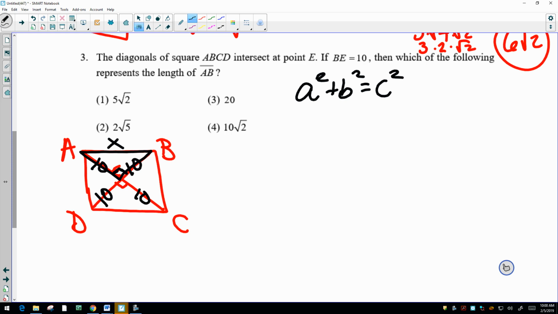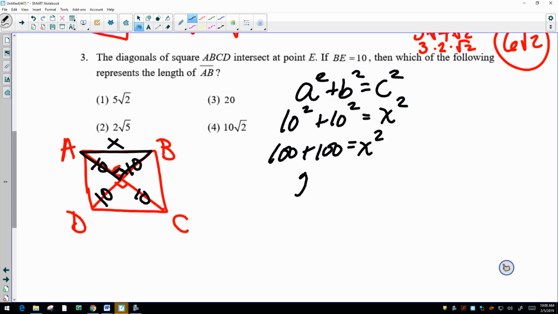Which one this time is your c squared? The 10s or the x? The x, that's your hypotenuse. It's across from the right angle. So I have 10 squared plus 10 squared is equal to x squared. So what's 10 squared? Okay, so if we add that up, I get 200 equals x squared.